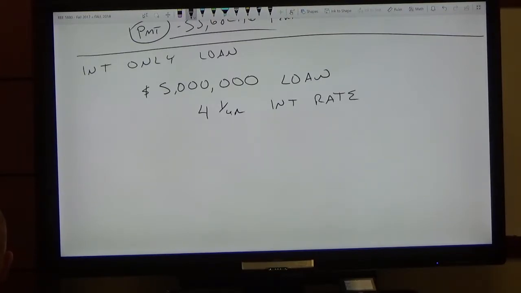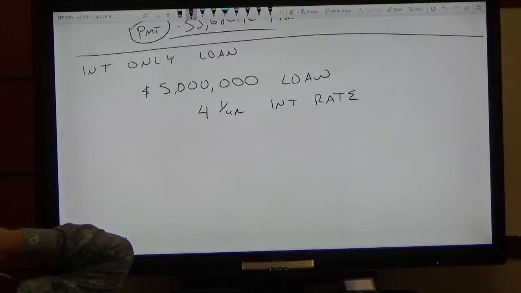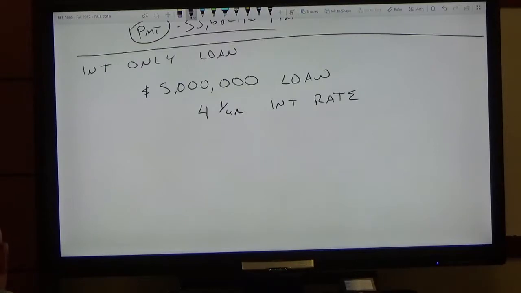Okay. Based on those two pieces of information, what is my first month's payment? 5 million. No. 5 million is the loan amount. The question is, what is my first monthly payment? $16,666. Okay, let's see.